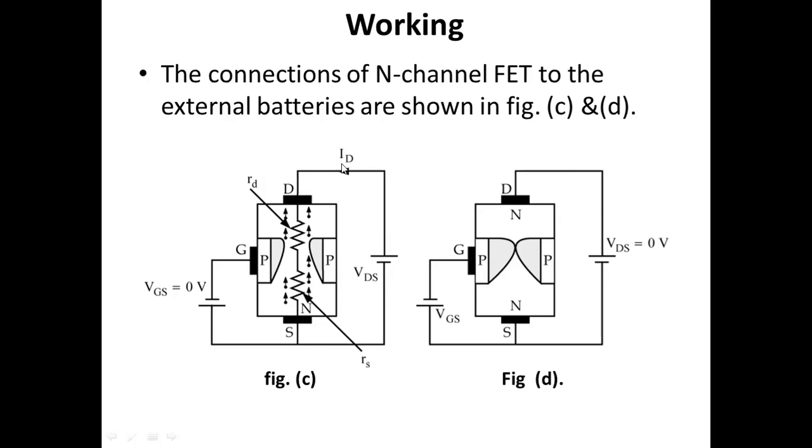This drain collects the electrons coming from the source. So the flow of electrons is from source to drain, and the conventional current is opposite to the electron movement. So the conventional current flows from drain to source. That means this is the ID direction.